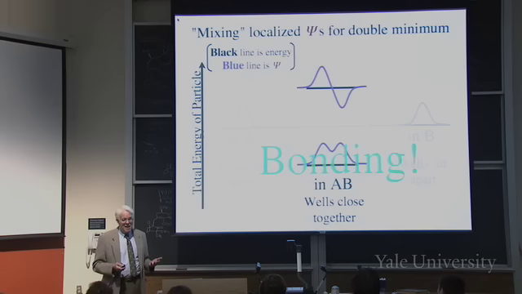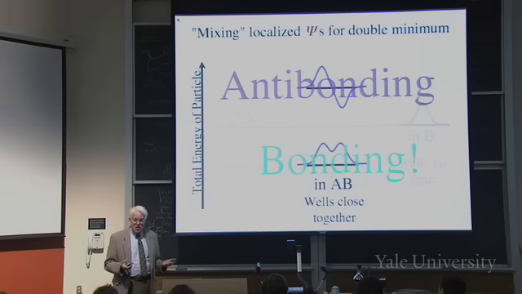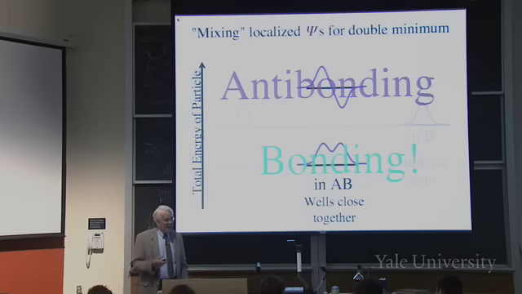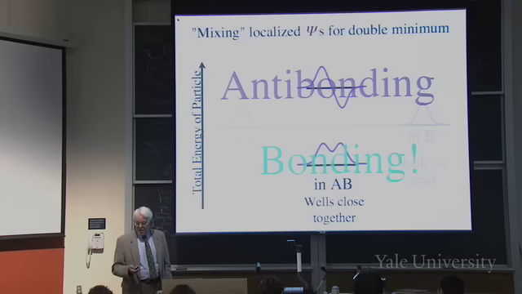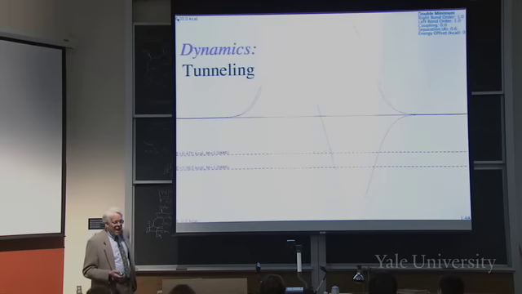What will we call that? Antibonding. So you get a bonding and an anti-bonding combination, because the kinetic energy changes when the wells come closer together. You get one that's less curved, one that's more curved. Okay, now that's bonding. How about dynamics?